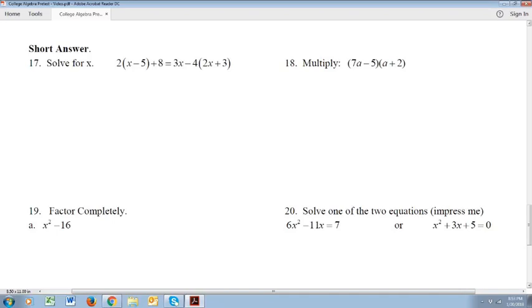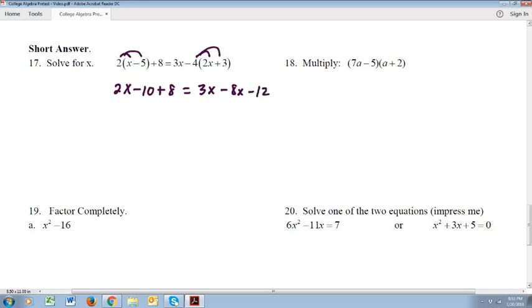Now, number 17, the first thing I would do is simplify everything I could on each side. So I can distribute on the left, I get 2x minus 10. And then let's bring down the 8. Notice the 8 is not in the parentheses, so we don't distribute the 2 times the 8. And then on the other side we have a 3x, and then it's minus 4 times each of these. We'll have to distribute negative 4. Negative 4 times 2x is negative 8x. A negative 4 times a positive 3 is negative 12.